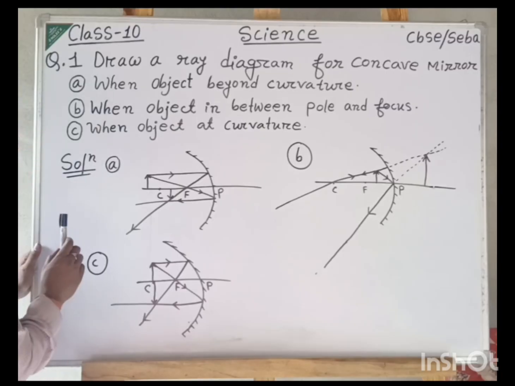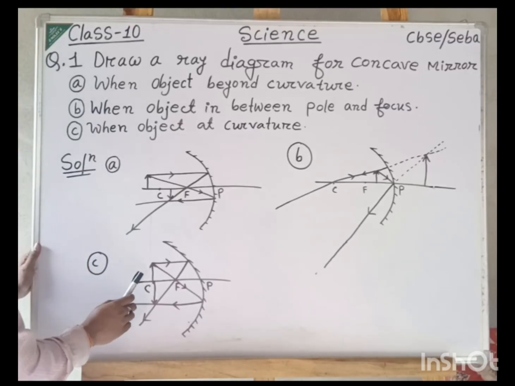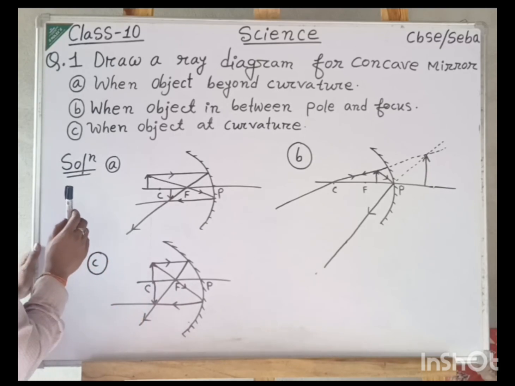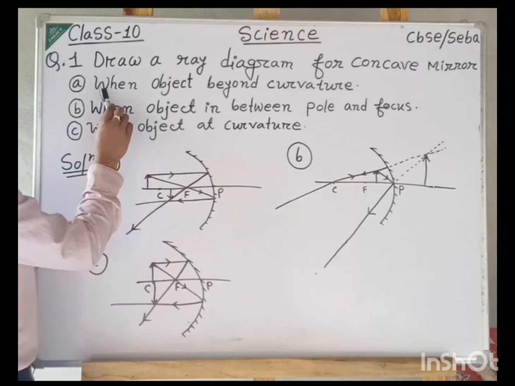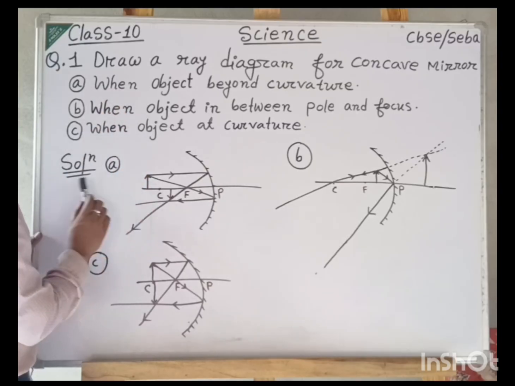Now remember one thing, when you keep the object at the curvature in case of a concave mirror, then the object size and image size will be the same. A concave mirror can give the same size of image only in one condition, when the object is placed at the curvature. When the object is placed at the curvature, then the image also you will get at the curvature, and the nature of the image is real and inverted.